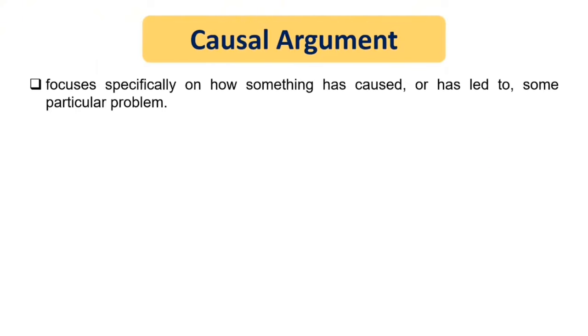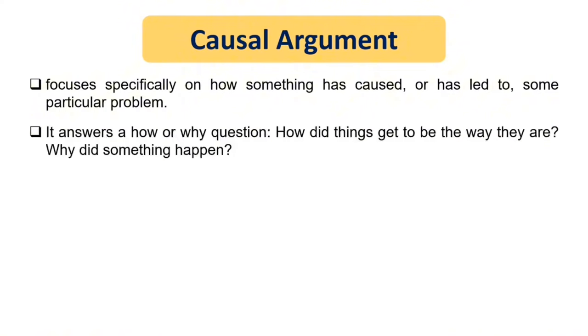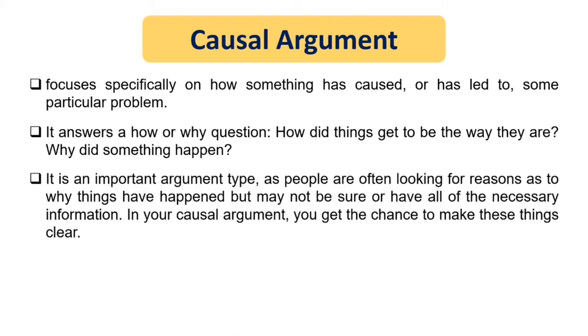A causal argument is one that focuses specifically on how something has caused or has led to some particular problem. It answers a how or why question. How did things get to be the way they are? Why did something happen? A causal argument is an important argument type as people are often looking for reasons as to why things have happened but may not be sure or have all of the necessary information. In your causal argument, you get the chance to make these things clear.